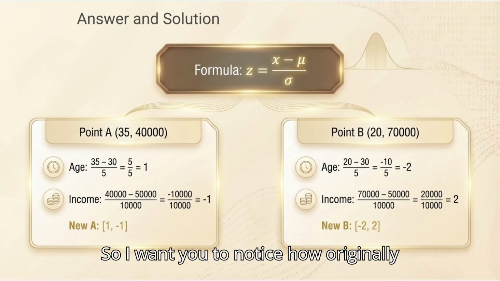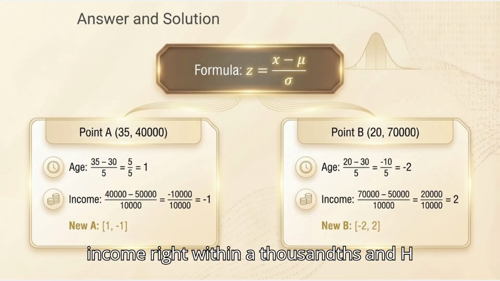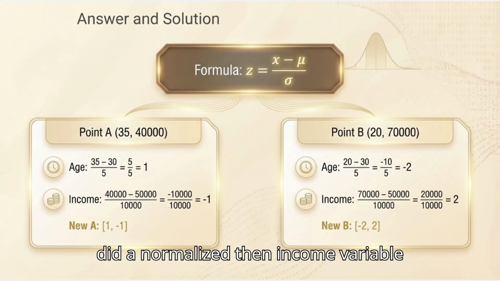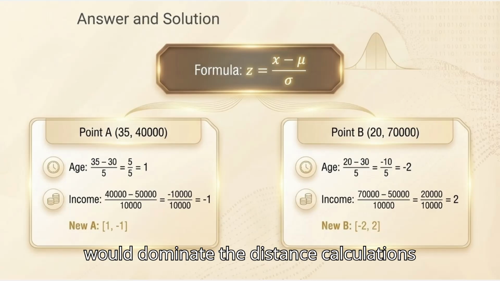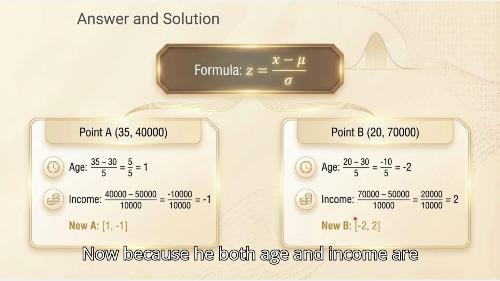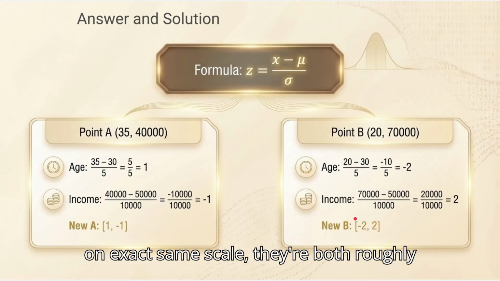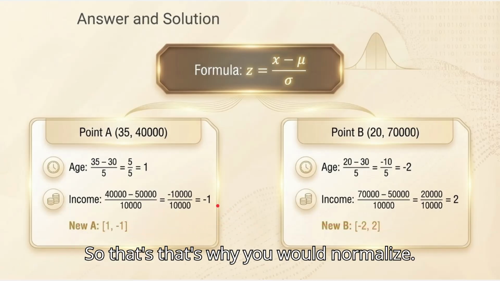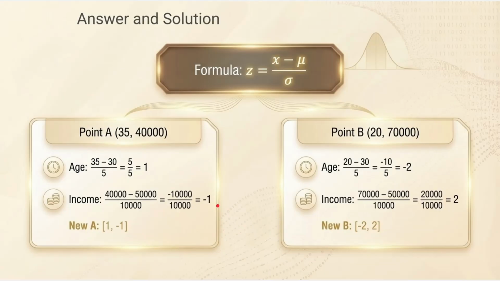I want you to notice how originally income was in the thousands, and age, which is just a double digit. If we didn't normalize, the income variable would dominate the distance calculation just because the numbers are way bigger. Now, as you can see, both age and income are on the same scale. They're both roughly between -3 and 3. So that's why you would normalize.